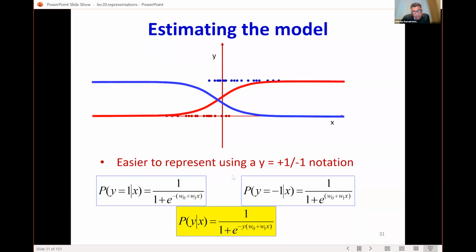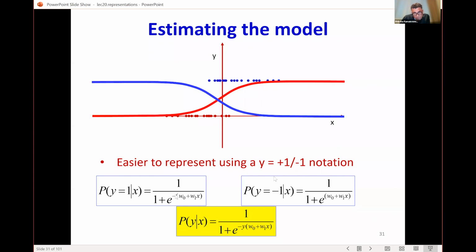So the probability of Y belonging to class minus 1, given X, is going to be 1 minus P of Y equals 1, given X. And if you work it out, that's simply going to be 1 over 1 plus e raised to plus W0 plus W1x. So the difference between the a posteriori probability for class 1 and the probability for class minus 1 is merely the sign of this exponent.